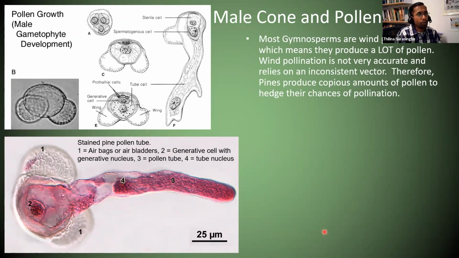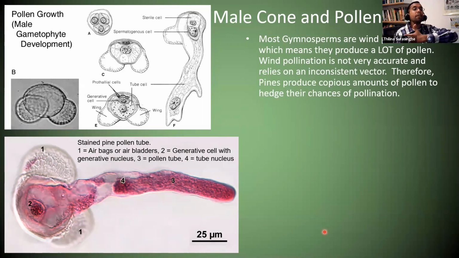A few more things about the male cone and the pollen. Most gymnosperms are wind pollinated. They release the pollen they produce to the wind, which means they have to produce tons of pollen. If you wondered in the previous image why there are so many microsporocytes inside those male cones, the reason is you need to produce so much pollen. And wind pollination is not very accurate. It does not guarantee fertilization.